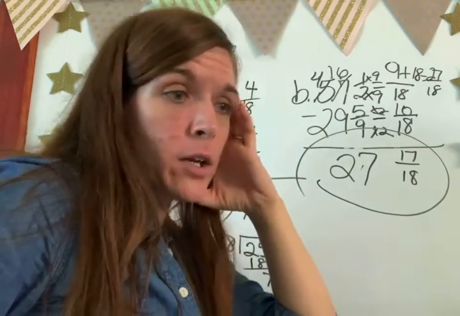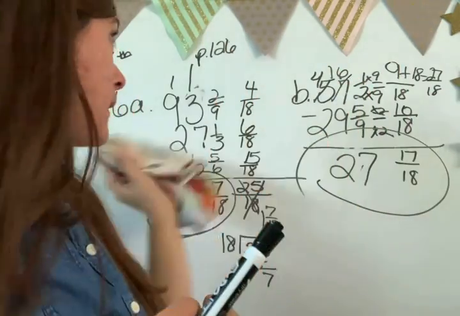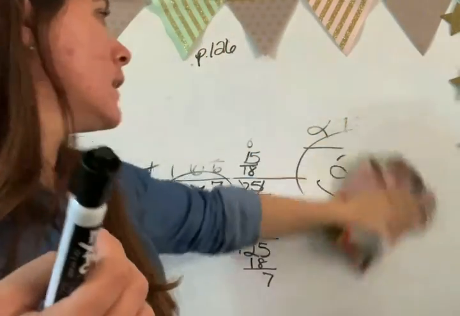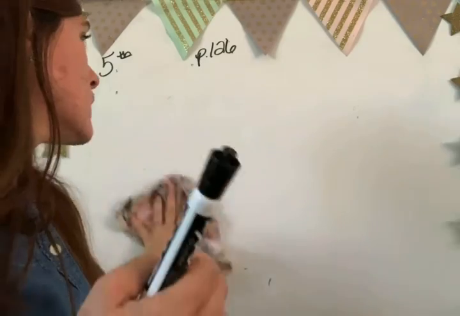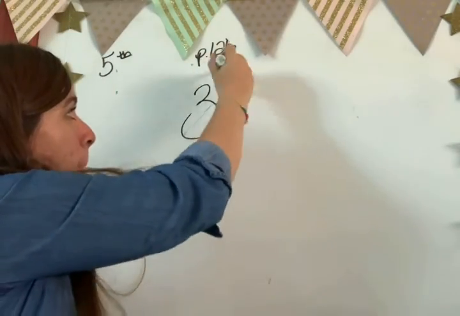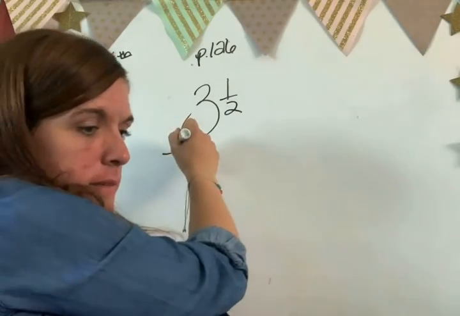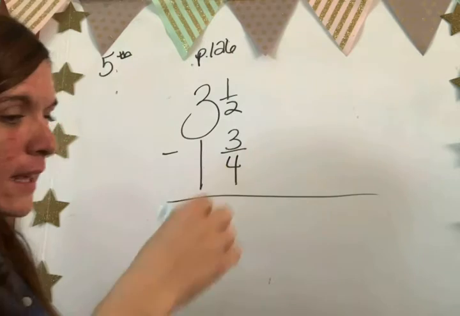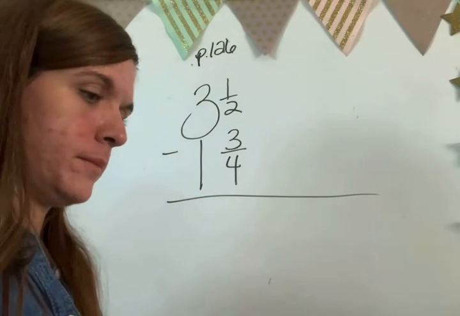How about you go ahead and do letter E by yourself. Remember that you have to set it up vertically. So go ahead and write it like I'm going to write it, and try it by yourself. Letter E. Here we go. 3 and 1/2 minus 1 and 3/4. What are you going to get as your answer? Go ahead and try it.